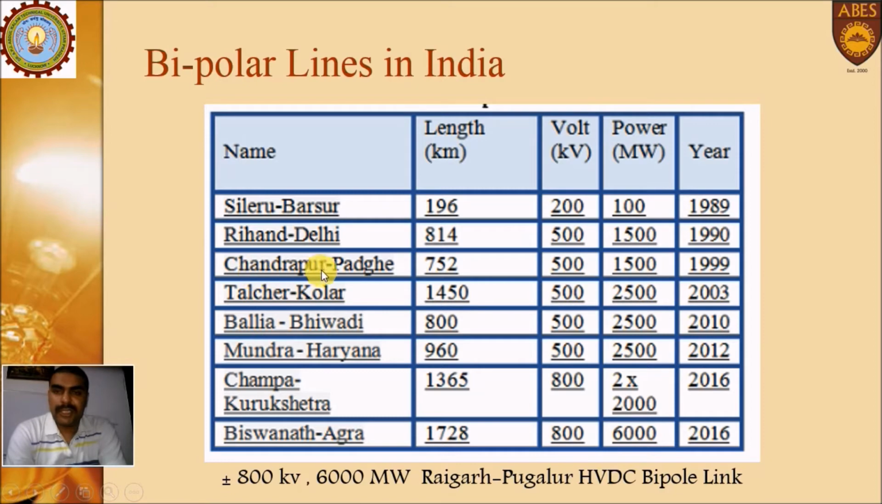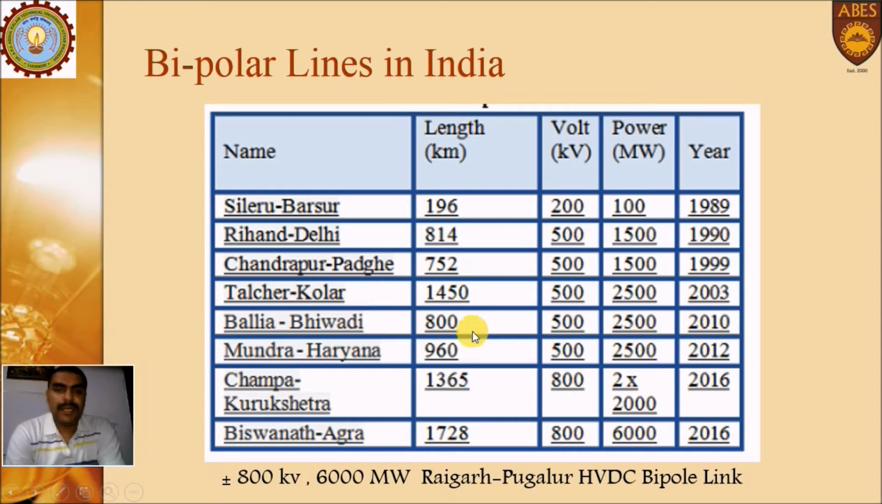Similarly, the Chandrapur Padge project also has a power carrying capacity of 1500 megawatt. Operating voltage is 500 kilovolt and its length is 752 kilometers. Then Talcher Kolar, its length is 1450 kilometers. Operating voltage is 500 kilovolt. Power carrying capacity is 2500 megawatt. It was established in 2003.